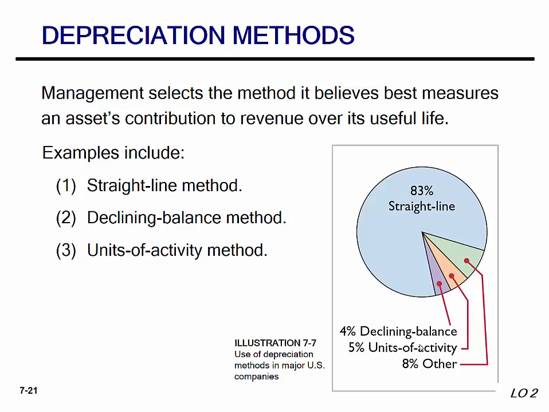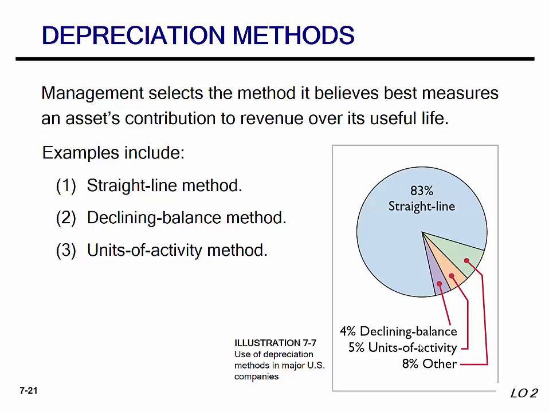All right, the three methods that I'm going to show you how to do are listed here on this slide. The straight line method is fairly easy. As you can see here, at some point Wiley or someone evaluated the use of depreciation methods by major U.S. companies. They did a review of a bunch of major U.S. companies' 10Ks, which are their annual reports, and found that 83% of those major U.S. companies are in fact applying the straight line method.